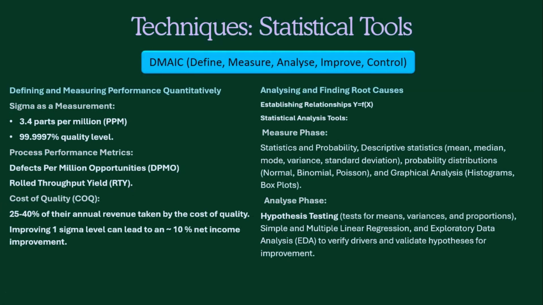And cost of quality, you know very well, right? No quality will come free of cost. Every quality auditor needs to be paid. Whatever effort you put in needs cost. For example, in general, 25 to 40% of the annual revenue is taken by cost of quality. Unless you improve your quality, your cost of quality is going to be a major drain on your revenue, right? So improving one sigma level is going to improve your net income by 10%.